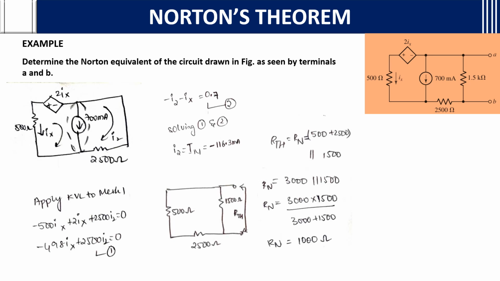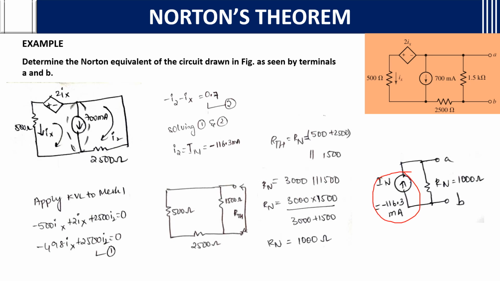So after getting IN and RN, what do we need to do? We need to draw the circuit. How to draw the circuit? IN should be in parallel with RN. IN is minus 116.3 milliamperes with resistance RN at the open terminals A and B. There is no load resistance, so no need to draw it.